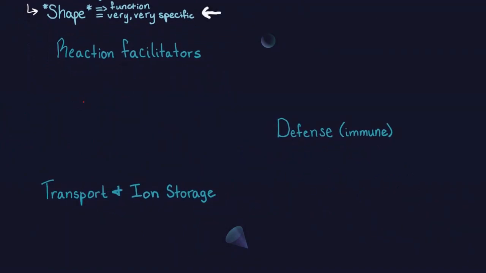Starting with reaction facilitators. These type of proteins are often called enzymes. So if you've heard of enzymes before, yep, we're talking about proteins. And their shape is incredibly important because they must be able to bond to the molecule or molecules, can be multiple, for which they are facilitating a reaction.